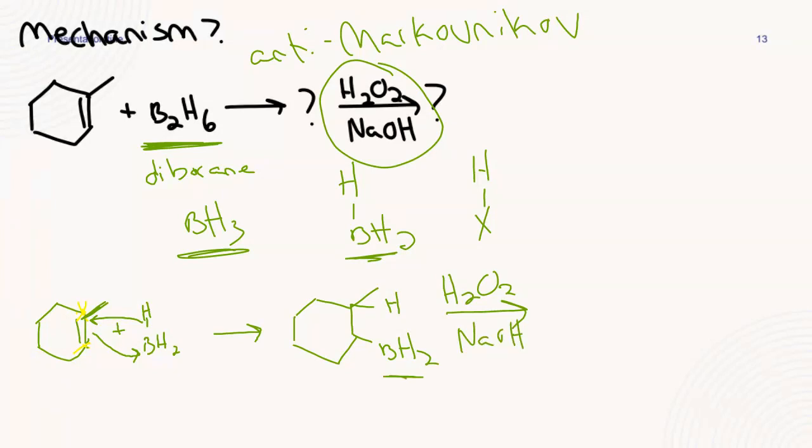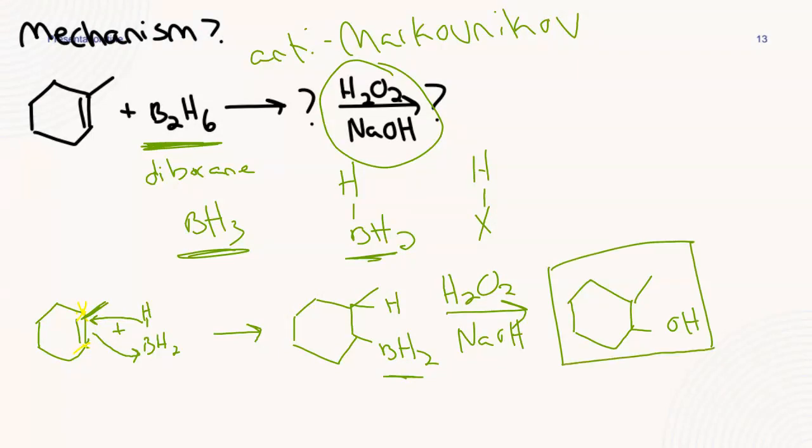When we react with hydrogen peroxide, we'll replace that BH2 with an OH and give an alcohol, which is almost always what we actually really want. So this is useful because we can get anti-Markovnikov products. We can get an anti-Markovnikov alcohol, which we wouldn't be able to do with other reactions. Does that make sense?